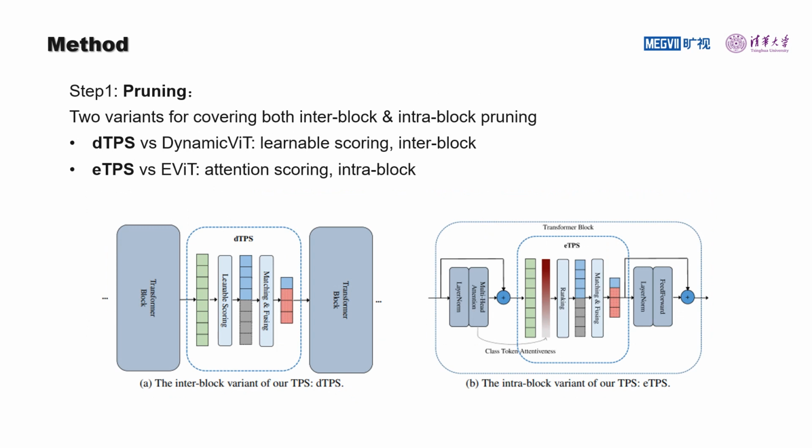Our TPS employs two steps, including pruning and squeezing. The pruning step follows dynamic ViT and EViT for a fair comparison with two baselines. The DTPS uses the learnable scoring, while the ETPS follows the attention scoring in EViT.